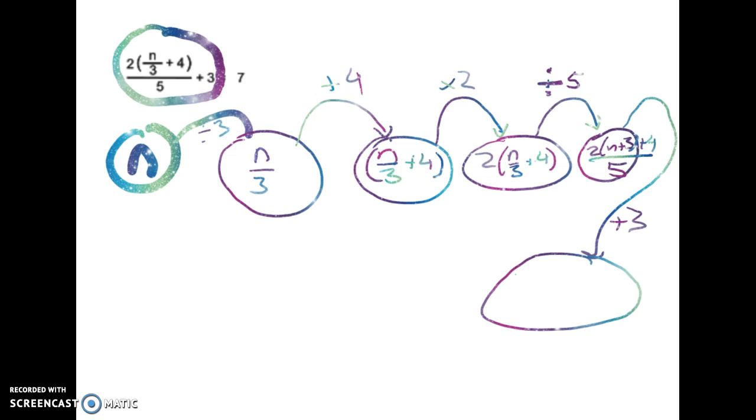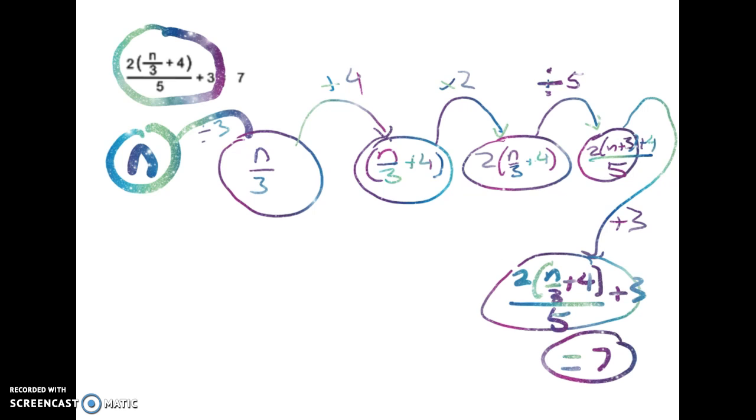So my whole expression looks really complicated, but it really unravels, right? It's like when you play pass the parcel as a kid. Let's just make it correct though. So we've got here 2 times n over 3 plus 4, divided by 5, plus 3. Okay, and that equals 7. So we're going to start the undoing now. We can just about do it in our head, right?